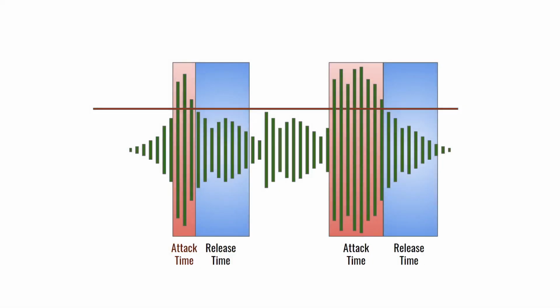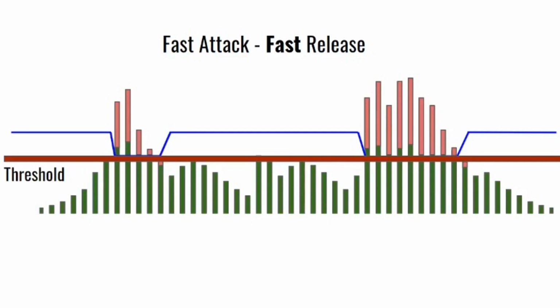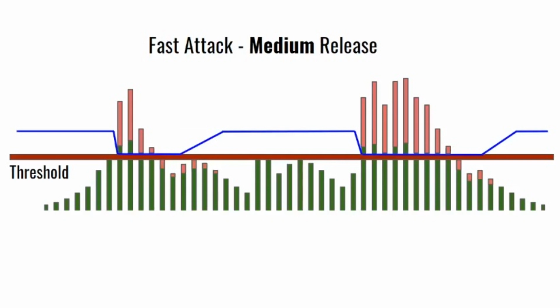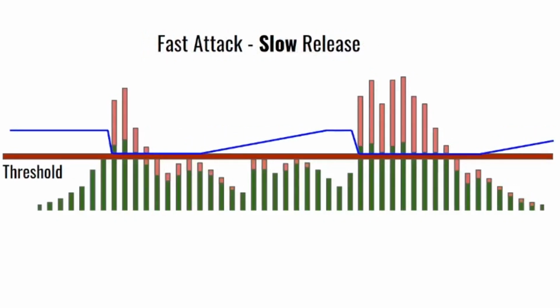Release. While the attack time applies to how our compressor behaves once a signal has surpassed the threshold, the release applies to how our compressor behaves after the signal drops back down below the threshold. A fast release means the compressor lets go quickly after its initial clamp down, while a slow release suggests that the processor holds on, compressing a little while longer before releasing the compression.